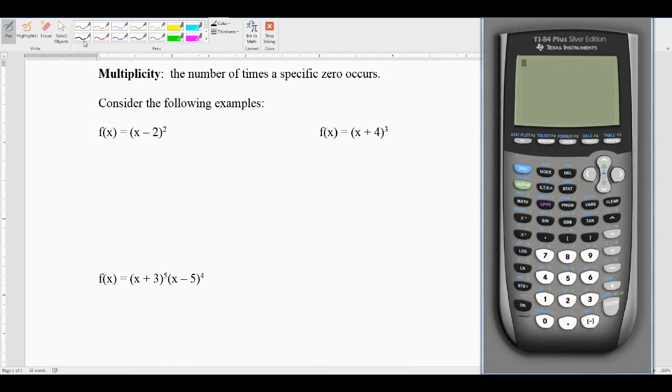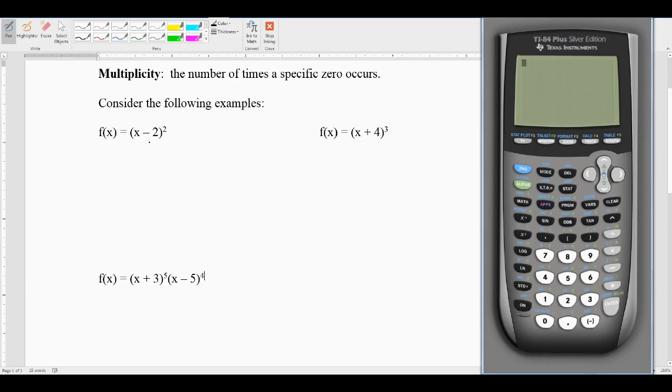Multiplicity. This represents the number of times that a zero or an x-intercept may occur. Multiple means more than one, so we're going to focus primarily on zeros that occur more than one time, even though you can have a multiplicity of one, which really doesn't make any sense, but you can. So what we're going to do is do these examples and then take a look at the graphs to give you an idea of what might be happening.